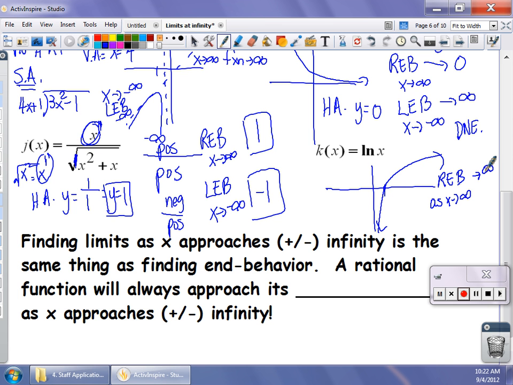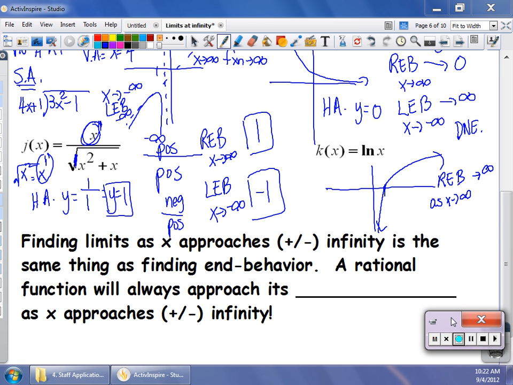Okay, so that's a review of how you would find right and left end behavior when you were in Algebra 2 and Pre-Cal, using graphs, using some of the skills that you developed over time. Finding limits as x approaches positive or negative infinity is the same thing as finding end behavior. A rational function will always approach its horizontal asymptotes as x approaches positive or negative infinity. And I think we saw that in our warm-up in the example.